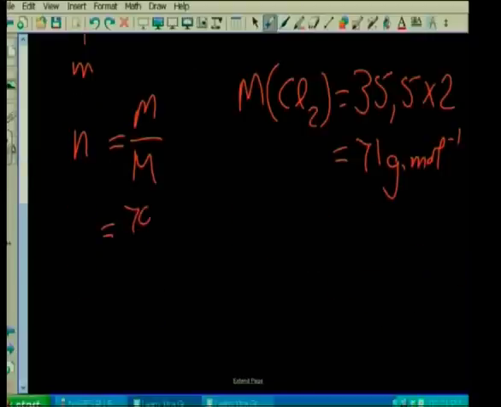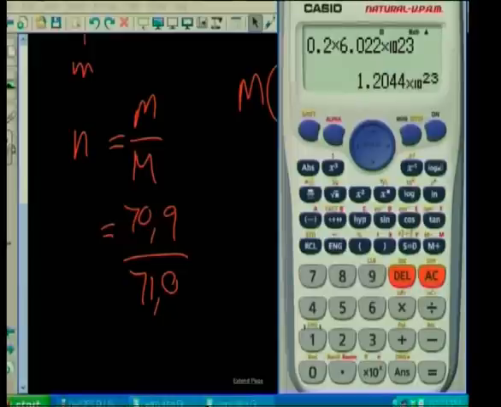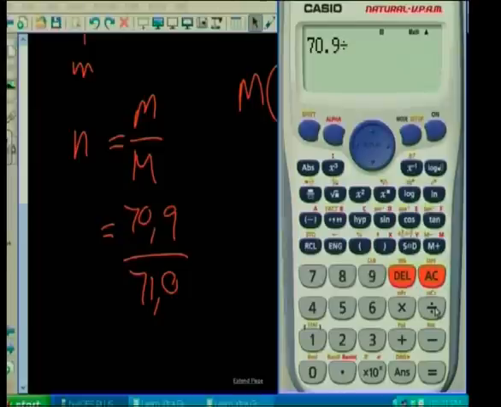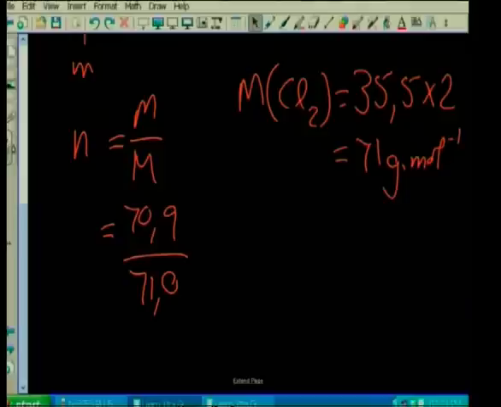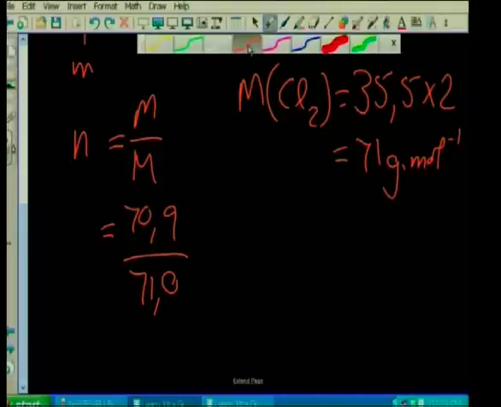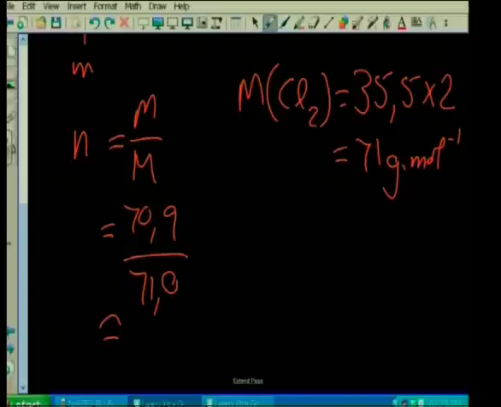Well, 70,9 divided by 71,0, I think you can see it's going to be close to 1 mole. Let's check it. 70,9 divided by 71, it's going to be very close to 1 mole. It's 0,99. We normally write to 2 decimal places. The 9 is above 5, so we round it off. So you can see that that rounds off to 2 decimal places, 1,00 mole.